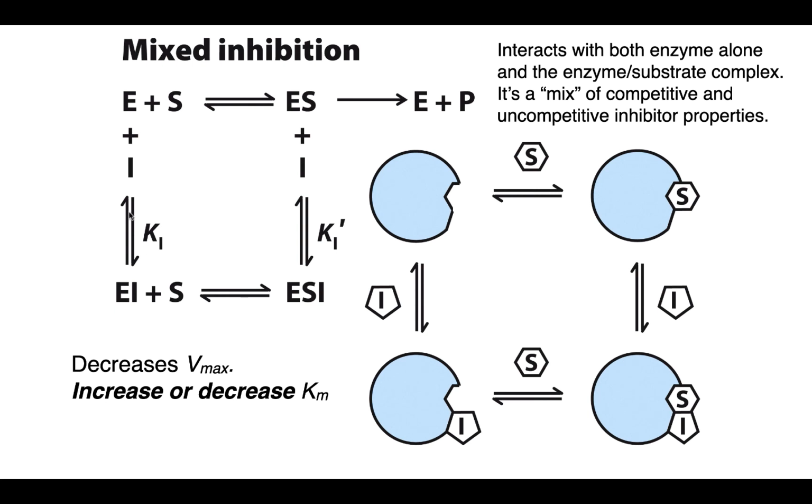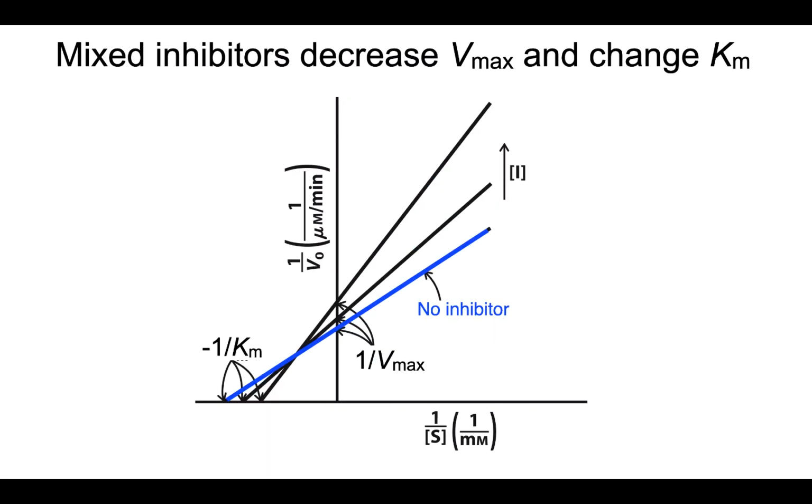That inhibitor will have an affinity for the enzyme alone, defined as Ki, and it will also have a separate affinity for the inhibitor to the enzyme substrate complex. That's called K prime. Depending upon these two affinities will determine whether overall this inhibitor is going to increase or decrease Km. So here's some enzyme kinetics data that demonstrate that mixed inhibitors decrease the Vmax and change the Km.